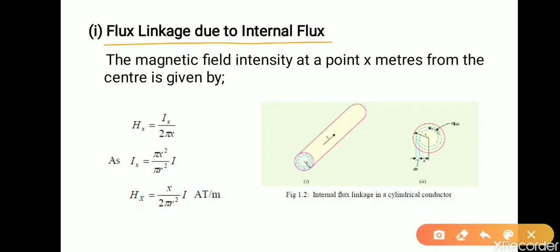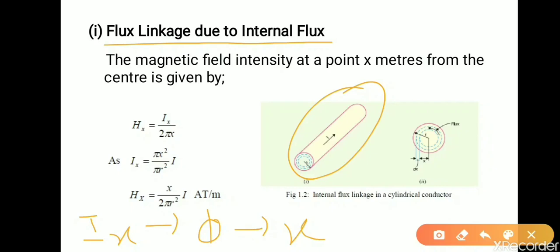Now let Ix be the current flowing inside this conductor, due to which internal flux φ will be produced at a distance of x meter from the center of the conductor. And due to this flux, there will be an internal flux linkage. So here we can see that due to the internal current Ix, there will be production of what? Internal flux at a distance of x from the center of the conductor, and hence we will obtain the internal flux linkage of the conductor.